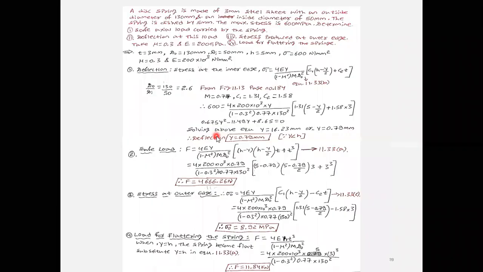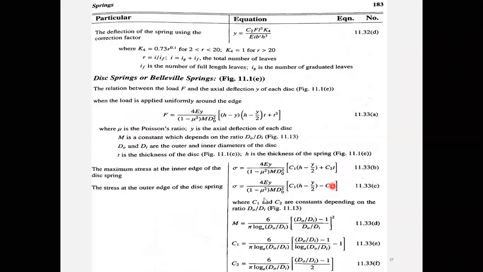This is how you will get the C1, C2 and m constants. Substitute those in the equations, and you will get the inner edge stress induced and the outer edge stress induced. This is how you need to solve problems on disc spring. In the previous part we know the procedure. Now we'll take up a problem on this.